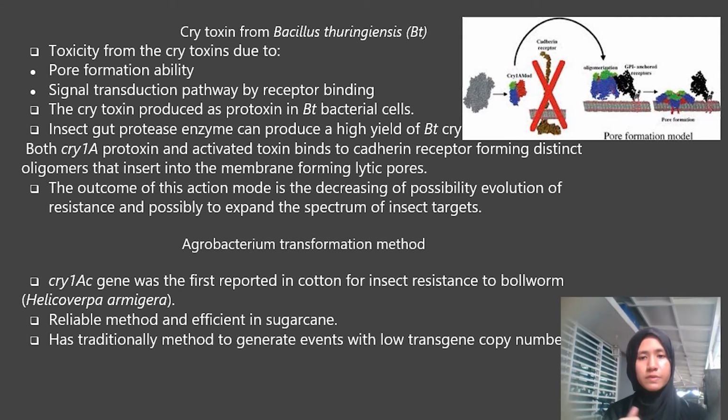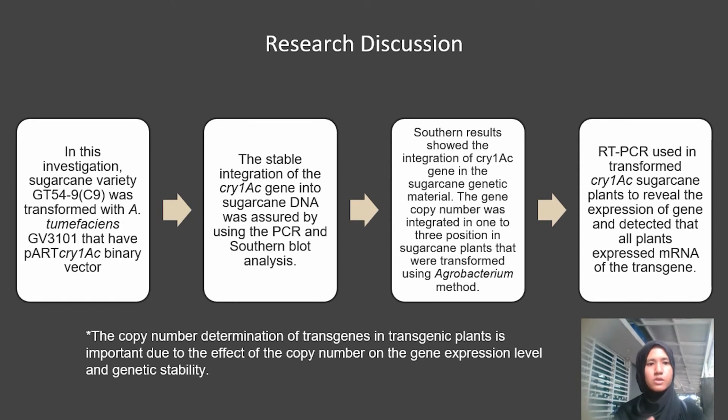Agrobacterium transformation method. The Cry1Ac gene was first reported in cotton for insect resistance to bollworm, Helicoverpa armigera, and it is also a reliable and efficient method in sugarcane. The Agrobacterium transformation method is a traditional method that generates low transgene copy number. In this research, sugarcane variety GT549 was transformed with Agrobacterium tumefaciens GV3101 that has the Cry1Ac binary vector.